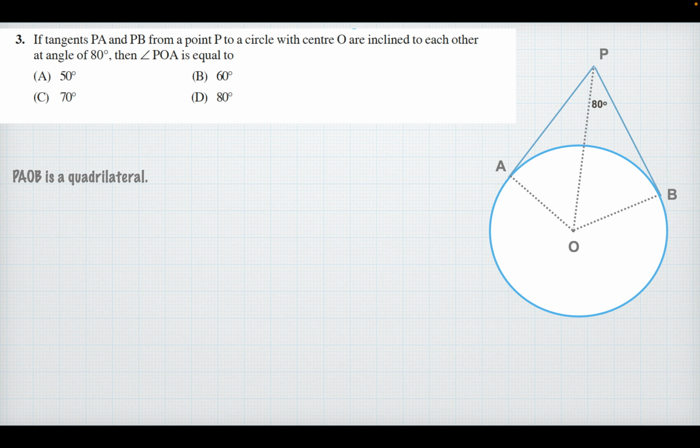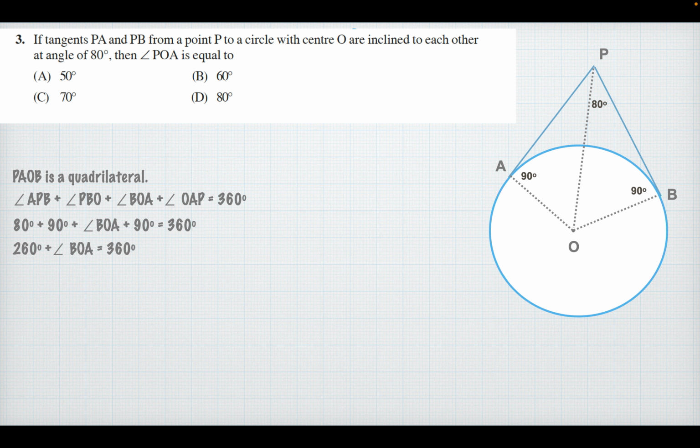Then the sum of its interior angles should be 360, and we plug in values here, and you know that the radius is going to make a 90-degree angle with the tangents, both of the tangents, so they are going to be 90. Let's plug in values, and we get angle BOA equals 100 degrees.